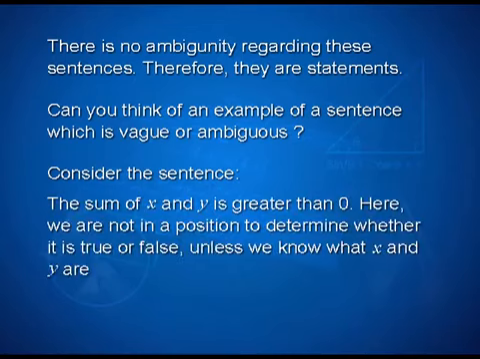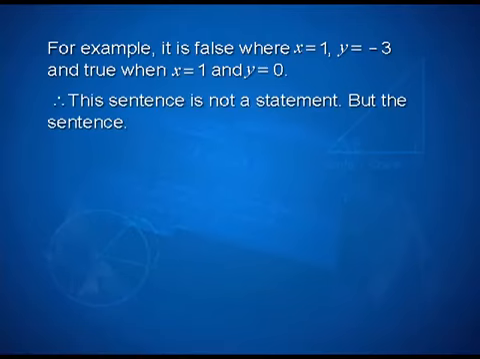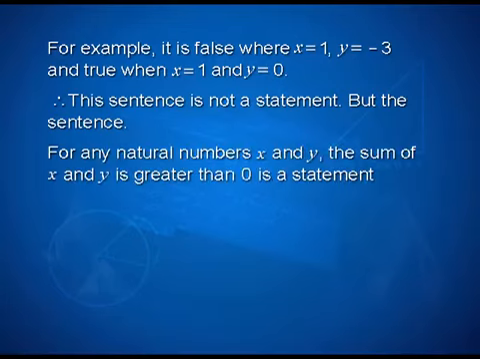Consider the sentence, the sum of x and y is greater than 0. Here, we are not in a position to determine whether it is true or false, unless we know what x and y are. For example, it is false when x is equal to 1 and y is equal to -3, and true when x is equal to 1 and y is equal to 0. Therefore, this sentence is not a statement, but the sentence, for any natural numbers x and y, the sum of x and y is greater than 0, is a statement.